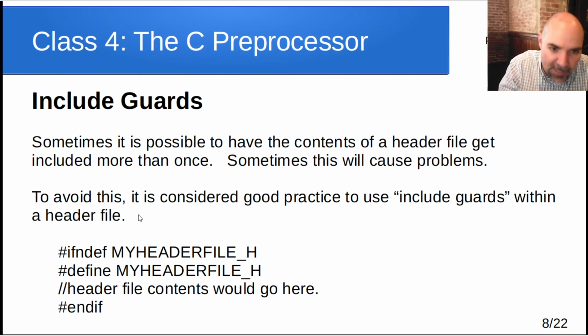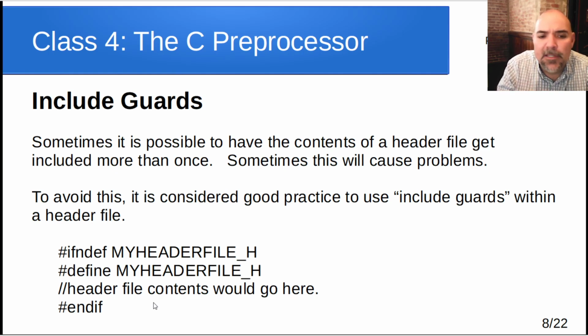So the first time it encounters this, it'll say, hey, that's not defined yet. I'll go ahead and define it, and then here's the stuff that we want to define. And then the next include that it comes across says, oh, that's already defined, so I'll just skip over all of this. So that way we can guarantee it will only get used once.